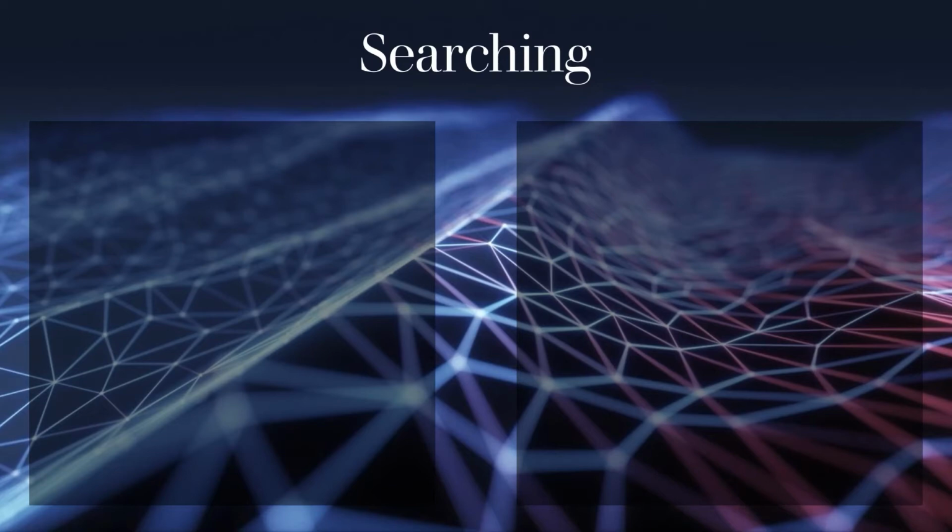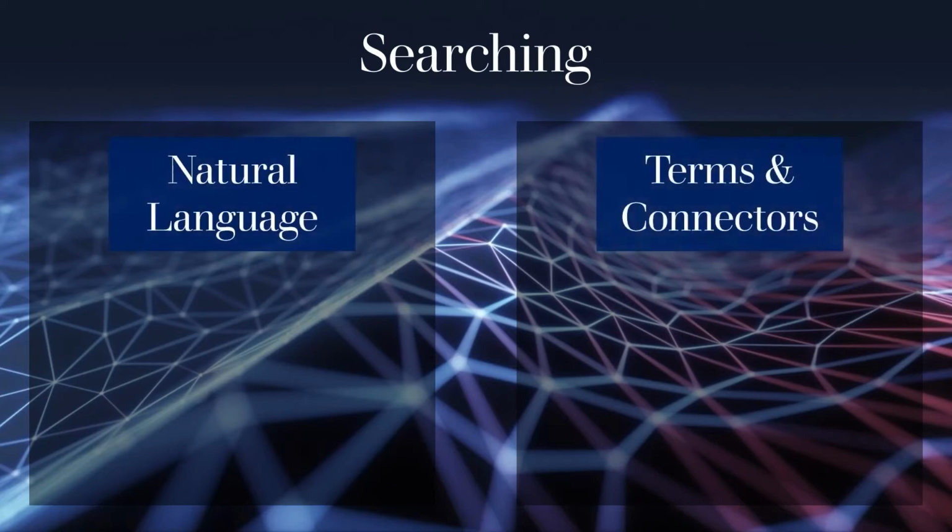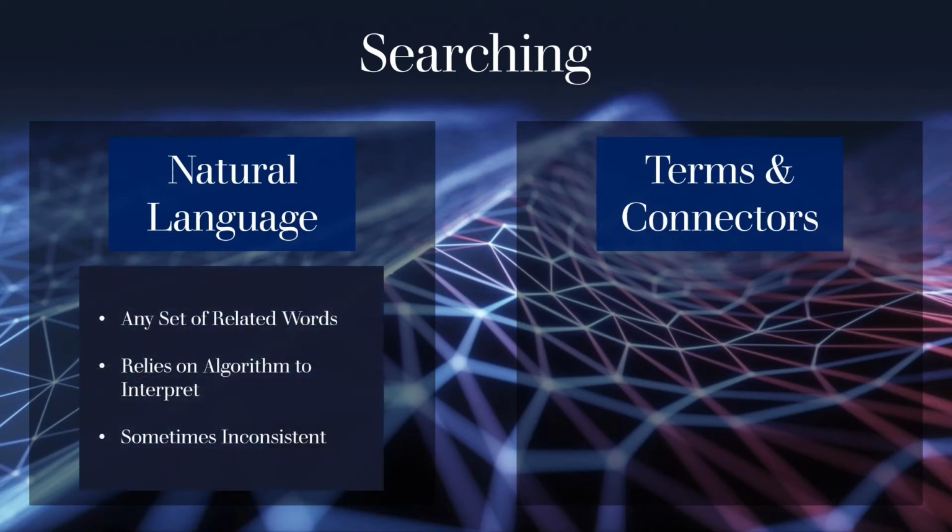There are 2 broad approaches you can take to coming up with a search string: natural language or terms and connectors. Natural language searching is when you simply include a set of words that seem related to your issue and would expect to find in your document. Modern database algorithms are fairly efficient at interpreting how to prioritize those terms and look for similar words to find relevant results. But it does mean that you are relying on the algorithm to do some of the work for you, which may not always be successful.